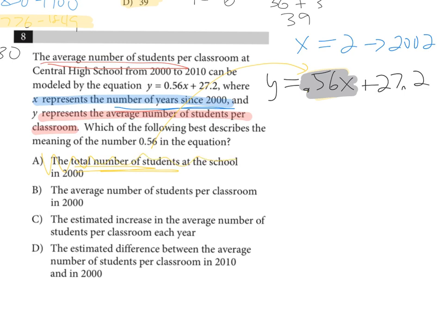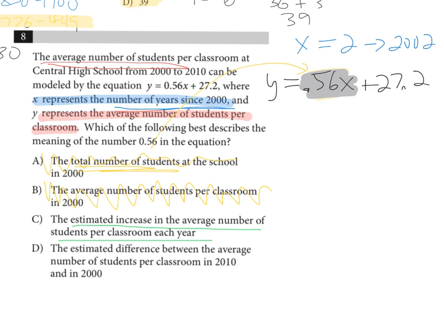Letter B, the average number of students per classroom in 2000. Again, how can you average 0.56 students per classroom? So that's most likely not right as well. Letter C represents the estimated increase in the average number of students per classroom each year. That could make sense. Each year there's an average of a half of a student more, so every 2 years there's 1 student more, so that could possibly be correct.